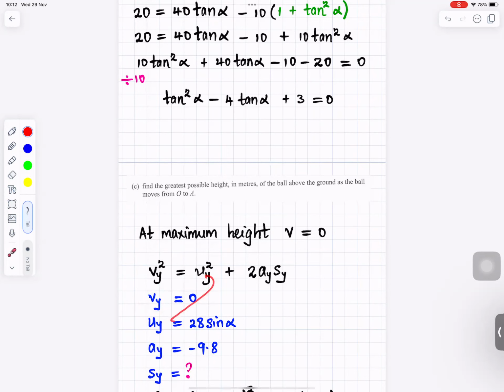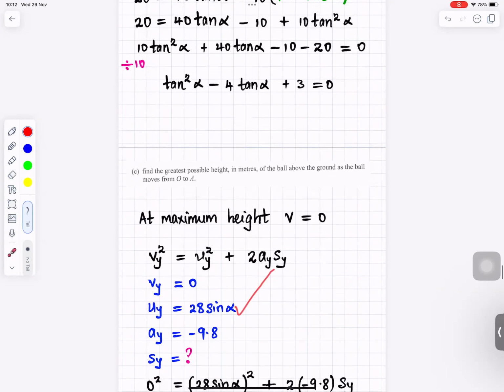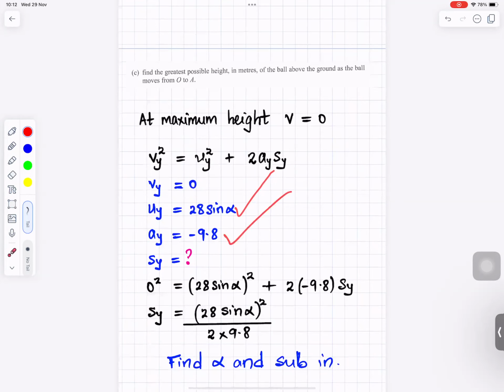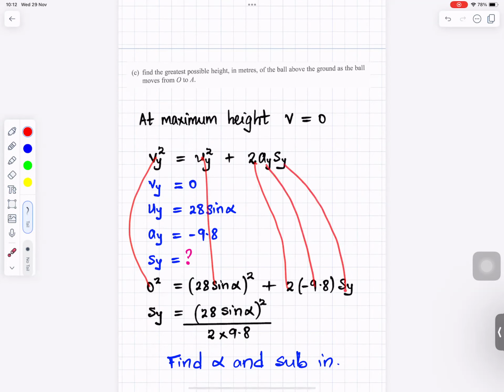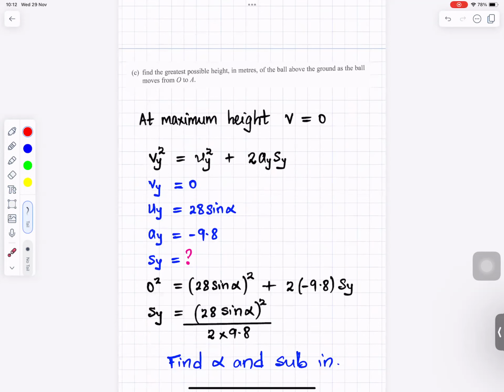So the initial UY is 28 sine alpha. Acceleration is minus 9.8. We don't know SY. So we put VY is 0 squared, UY is 28 sine alpha squared, plus 2 times minus 9.8 times SY. So we want to find SY. We rearrange it to that expression. We need to find alpha and sub in because we don't know what alpha is.